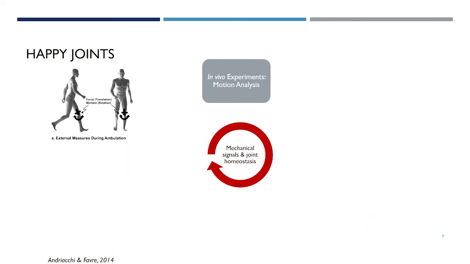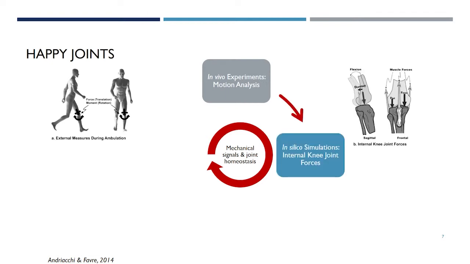In order to understand the moving joint, we will perform in vivo motion analysis to measure the joint movement and ground reaction forces during different activities of daily living in healthy control subjects and subjects with degenerative joint disease. Then we can use in silico musculoskeletal simulations to determine the internal joint forces during locomotion and evaluate the biomechanical fingerprint of locomotion.